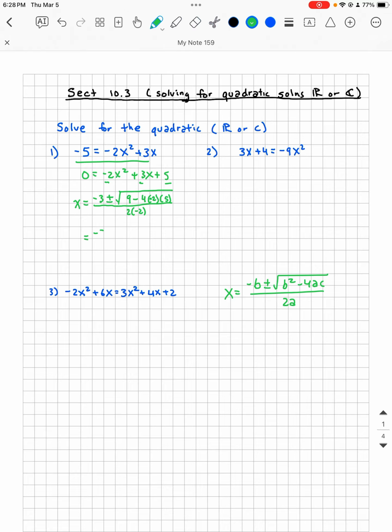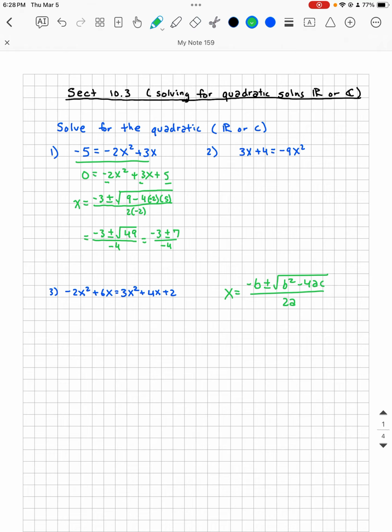So cleaning up a little bit more, we still have the -3 plus or minus the square root of 9 plus 4 times 2 times 5. That's going to equal 40 plus the 9, so that's a perfectly nice 49 that we're looking at, all divided by -4 on the bottom. And because we have the square root of 49, that comes out nice and clean in this case. So our answers are going to be -3 plus or minus 7, all divided by -4.